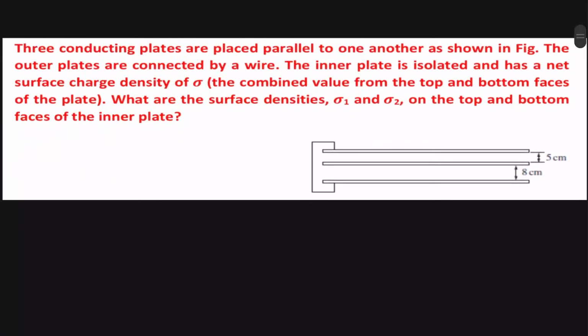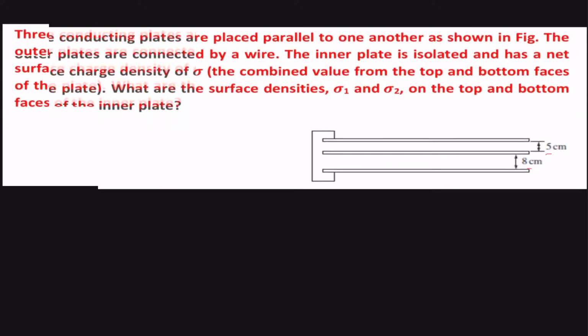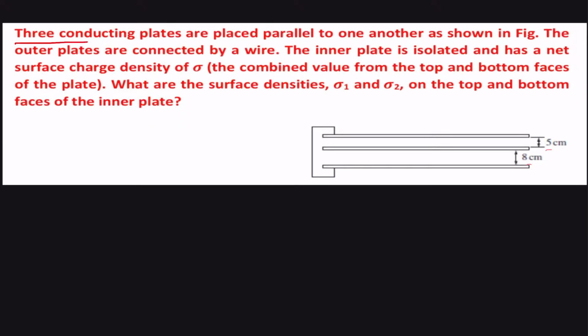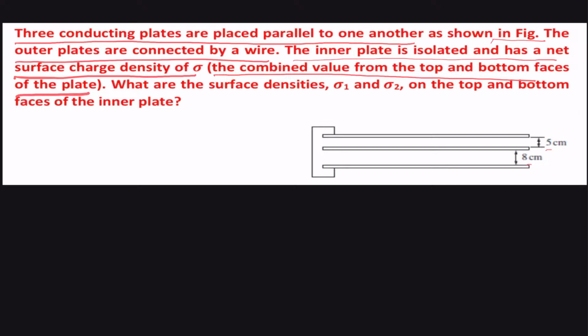Next question, the same question, but here it is now asked with respect to charge density, and the distance between the plates is asymmetric. Now the third plate is not at the center. We are given that 3 conducting plates are placed parallel to one another as in the figure. The outer plates are connected by a wire. The inner plate is isolated, has a net surface charge density of ρ, the combined value from the top and the bottom face of the plate.